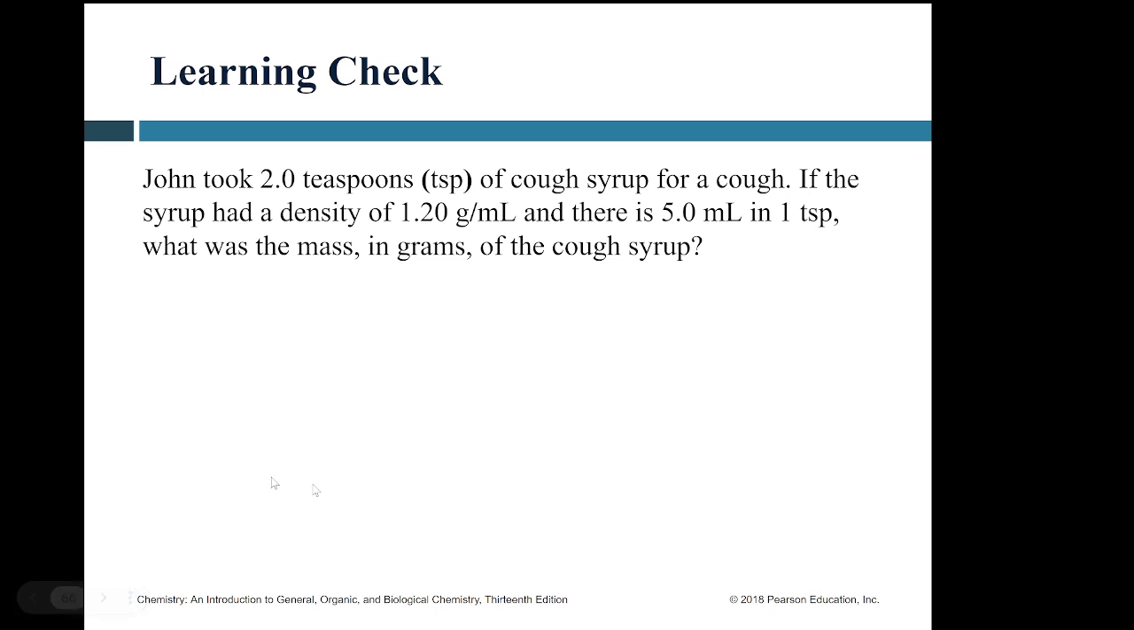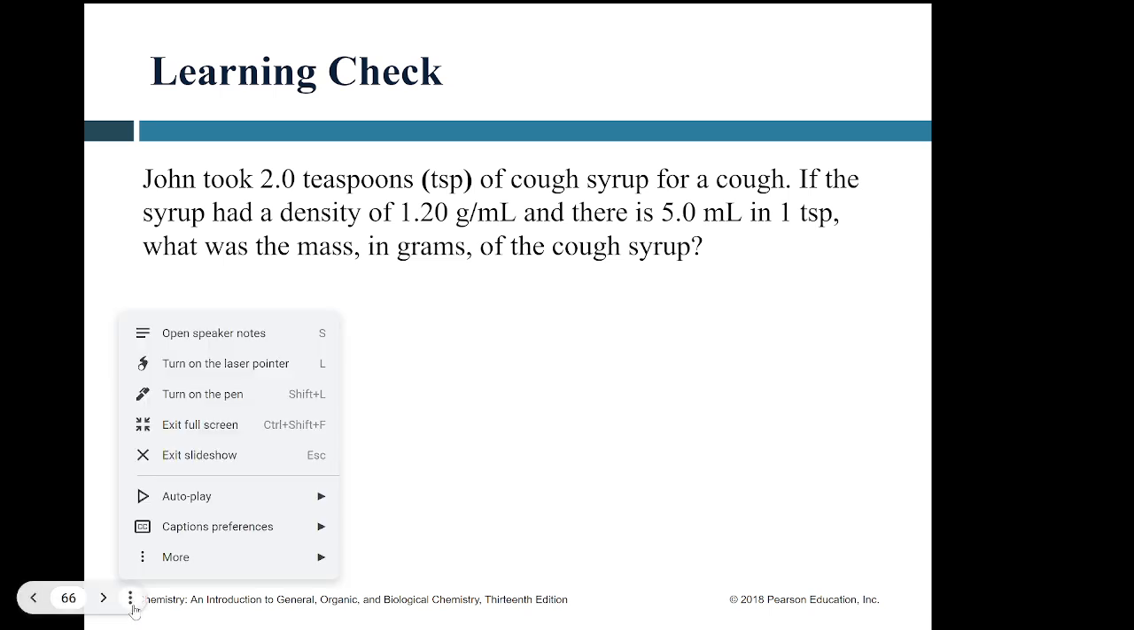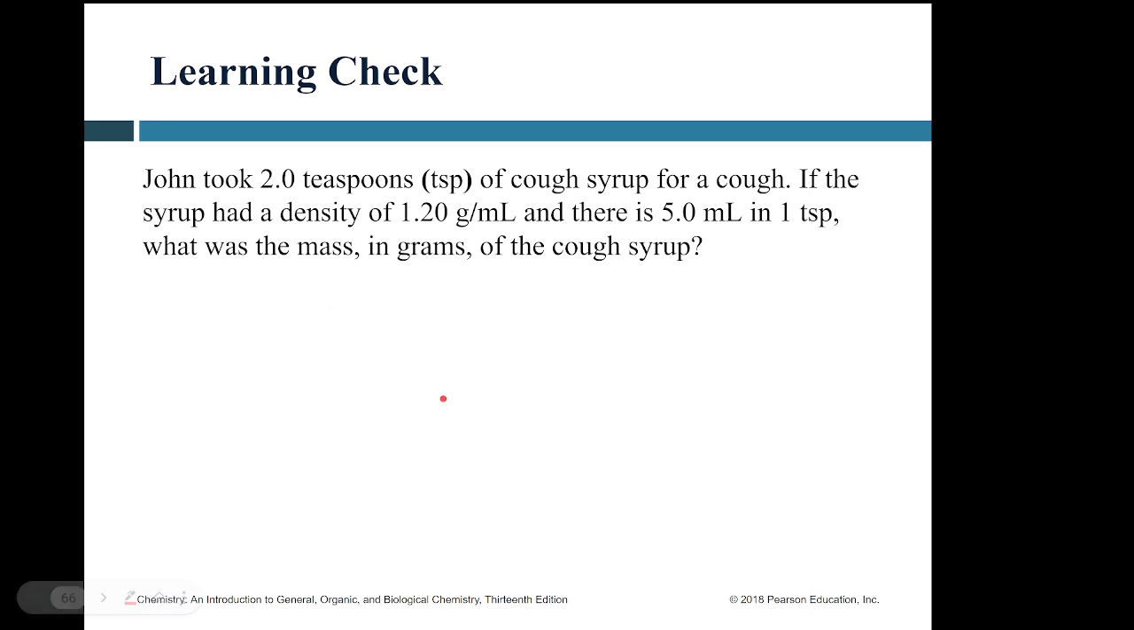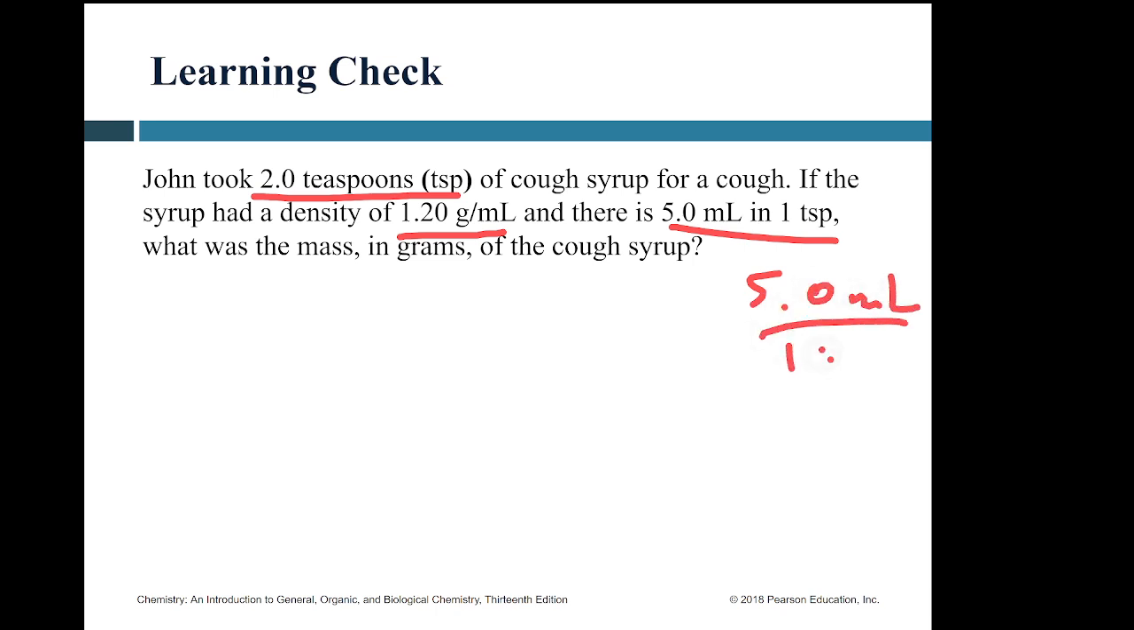So what do I have? The density. Yep, I have the density. That is exactly correct. Okay, what else do I have? You have the amount that he took. I have the amount he took, 2 teaspoons right there, don't I? Okay, and I have one more thing. This right here is a conversion factor, isn't it? Yes. I can rewrite this as 5.0 milliliters over 1 teaspoon, can I?